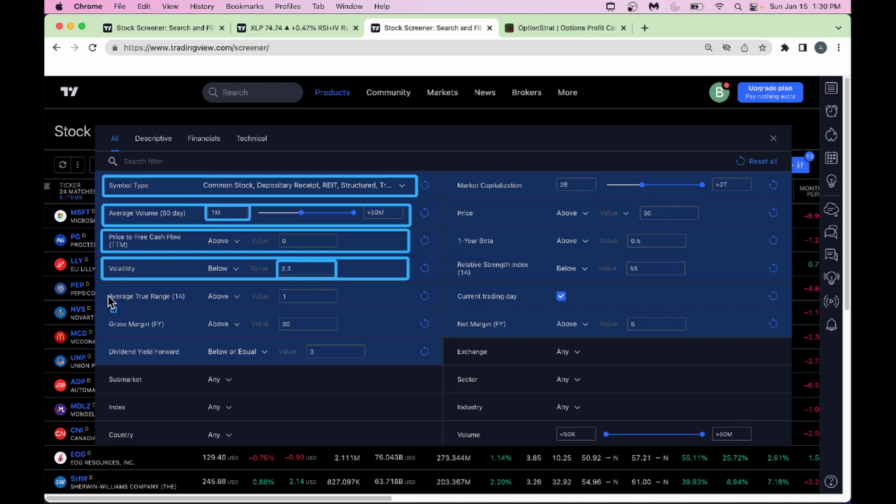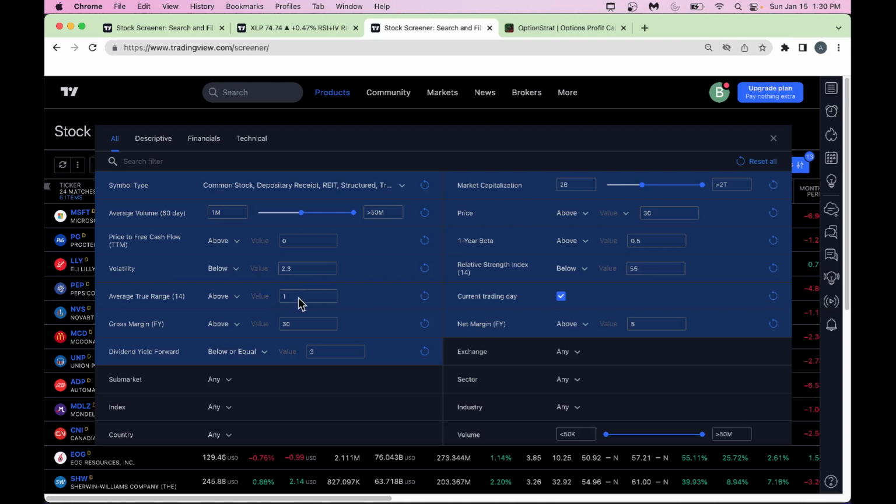And next is average true range, or ATR. You want the stocks to move. You don't want stocks which are stagnant. That's why I'm choosing here average true range is above 1 in the last 14 days. That tells you on a daily basis a stock moves around $1 up and down. If you're conservative, you could change this to 0.75. That will also work very well. We could just do that right here. Look, I changed it to 0.75. That's also very good.